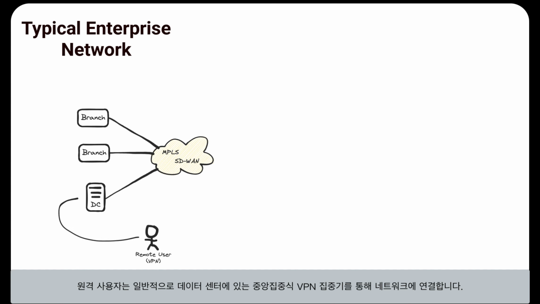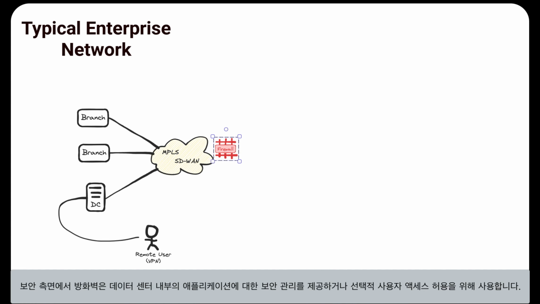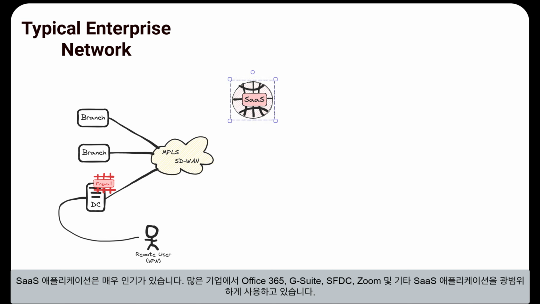Remote users typically connect to the network using centralized VPN concentrators located in the data center. From the security standpoint, firewalls are used to provide security controls for the applications inside the data center and also allow selective user access.